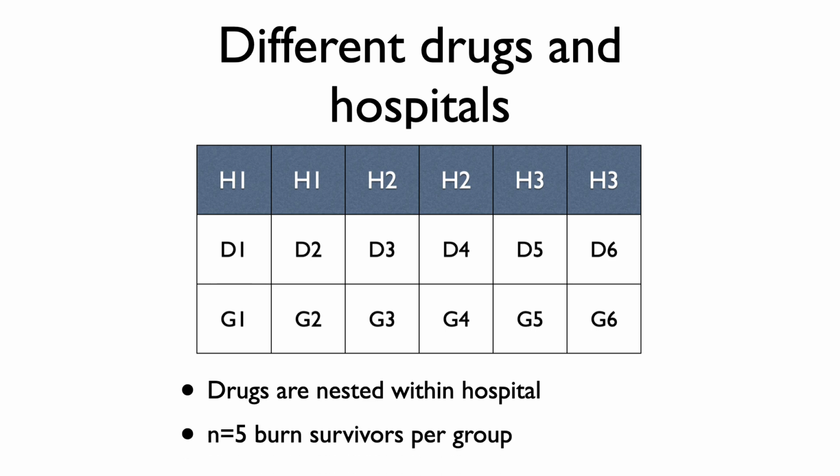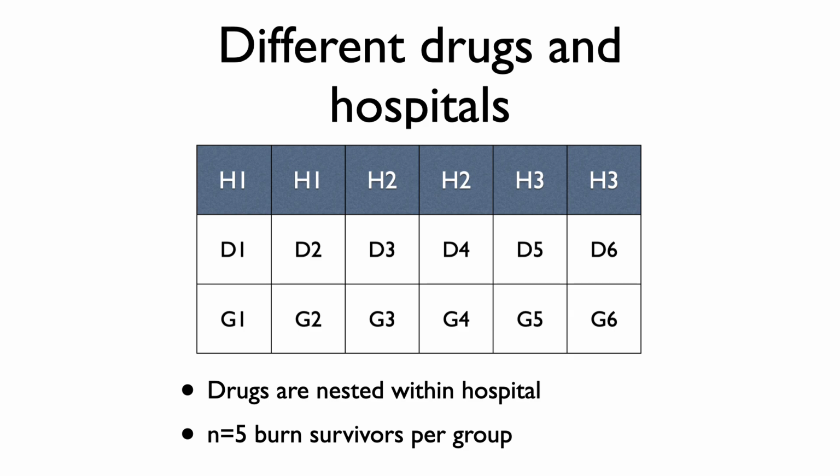So the 5 burn survivors per group. As I said, they wanted to have enough people to look for an effect, but they didn't want too many. And look, we've got 30 people across all of Metro Toronto that are in this clinical trial. That's it.